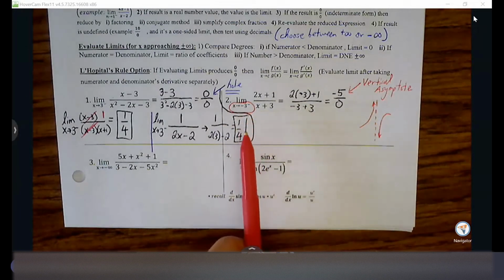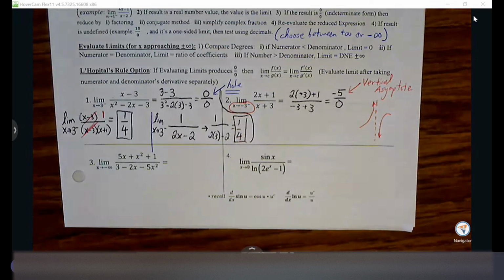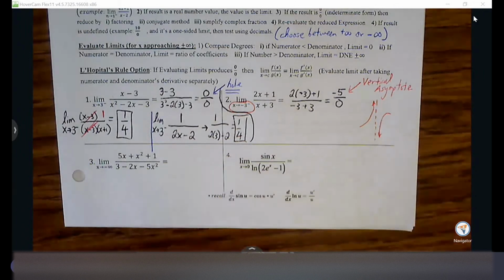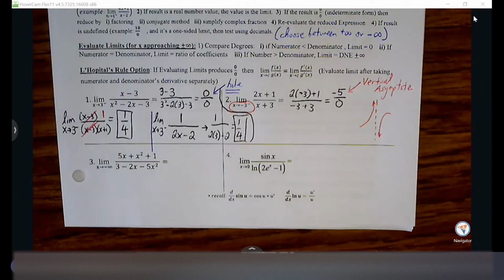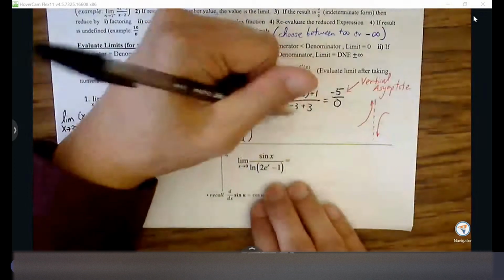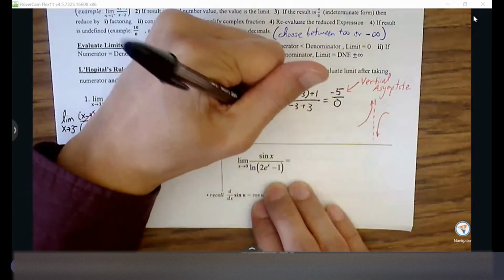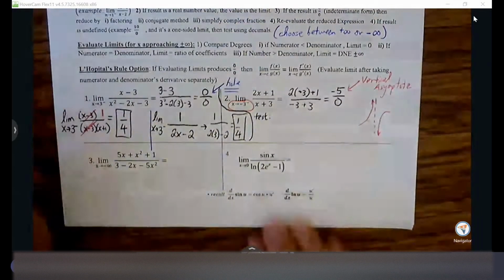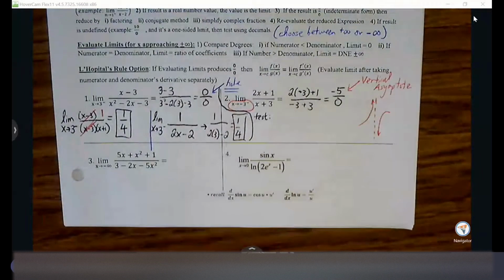Decimals, right? So this is where decimals come into play, not any earlier. There are only very specific situations where we deal with decimals, and it's only at this point when we realize, okay, the limit doesn't exist, and I'm asking for a one-sided limit, and I'm choosing between positive or negative infinity. So we're going to test the decimal here. What's the decimal value that is to the left side of -3 that is close?